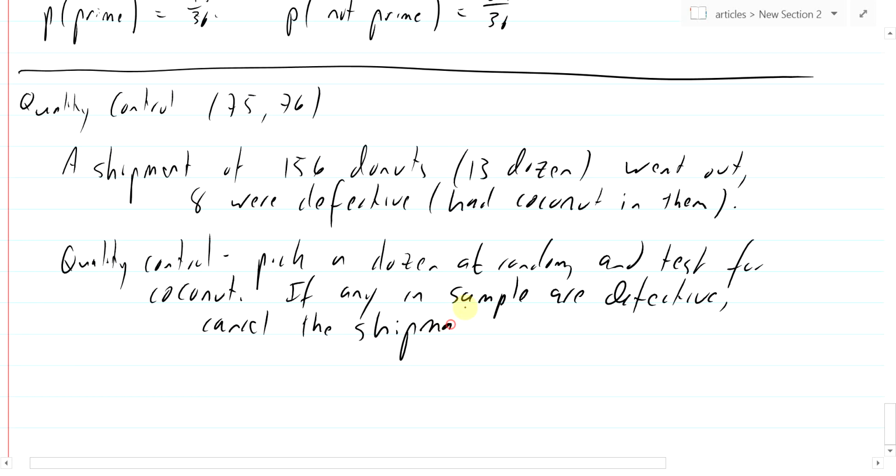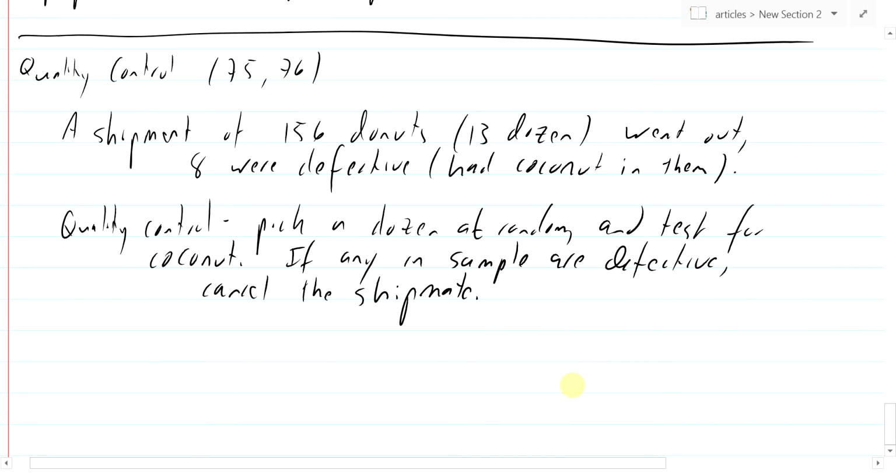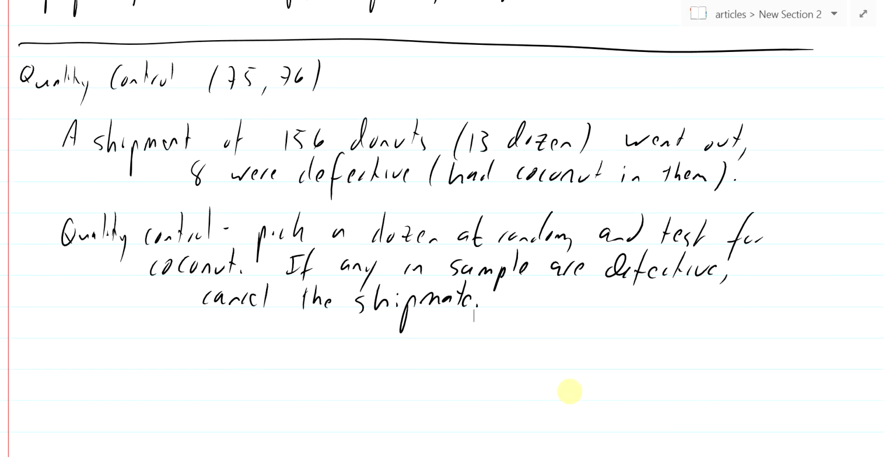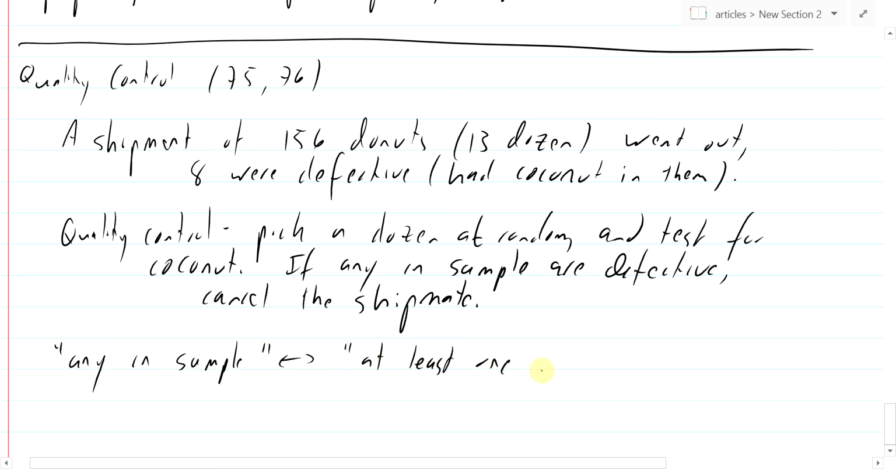We're shipping out donuts that are contaminated with coconut. There's some kind of cross-contamination problem. We need to find it. Right? So this is a very standard thing in a lot of businesses, is doing some kind of quality control like this. So any in the sample, what does that mean? Well, that's the same thing as saying at least one in the sample is defective.